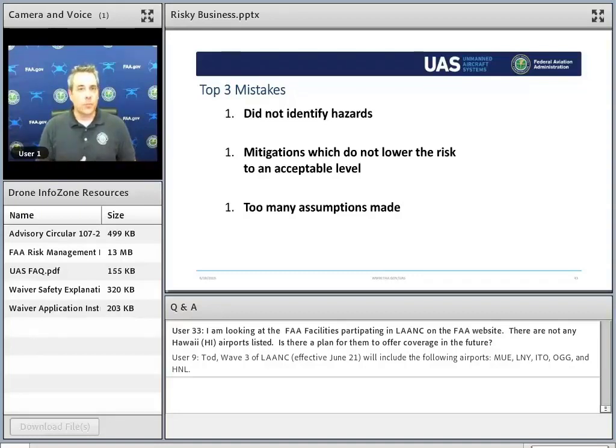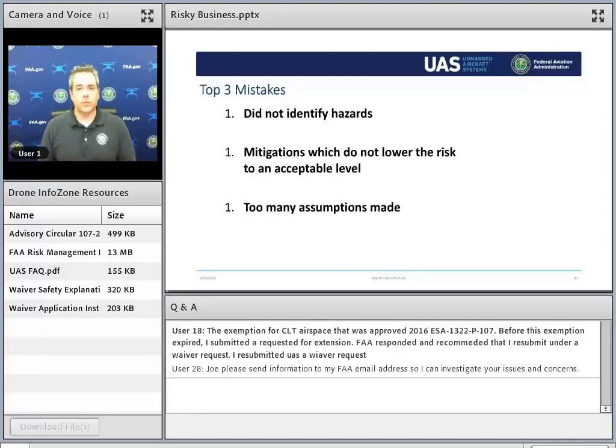So probably no surprise here when we look at the top 3 mistakes when we're looking at waiver applications, specifically tuned into the risk management topic here today. People are not identifying hazards. They're simply not identifying any hazards in their waiver application. And if they do identify some hazards, they're not providing sufficient mitigations to reduce or lower the risk to an acceptable level. The example of that is, well, if another aircraft comes in, I'm going to land. Okay, but how are you going to do that? What steps are you going to take? Are you going to employ VOs and help deconflict with the traffic? We need to see that mitigation lowered down.